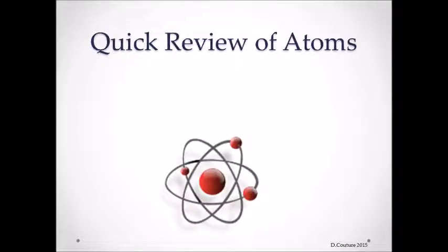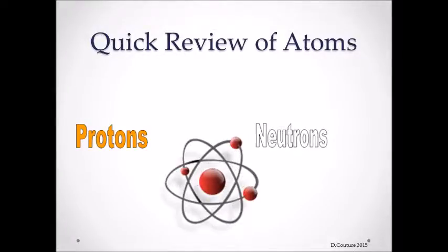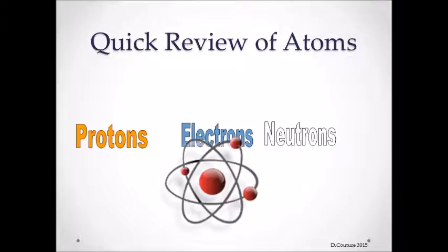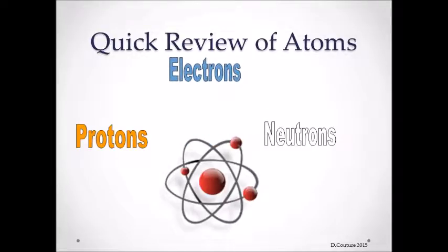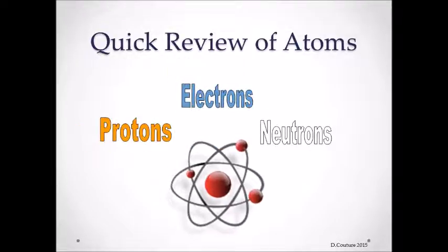An atom itself is made up of three different elementary particles. We have protons, which are found in the middle of the atom or in the nucleus, neutrons, which are also in the nucleus, and electrons, which zoom around the nucleus. Each of these different elementary particles have charges. Protons are positively charged, neutrons are neutral or without charge, and electrons are negatively charged.